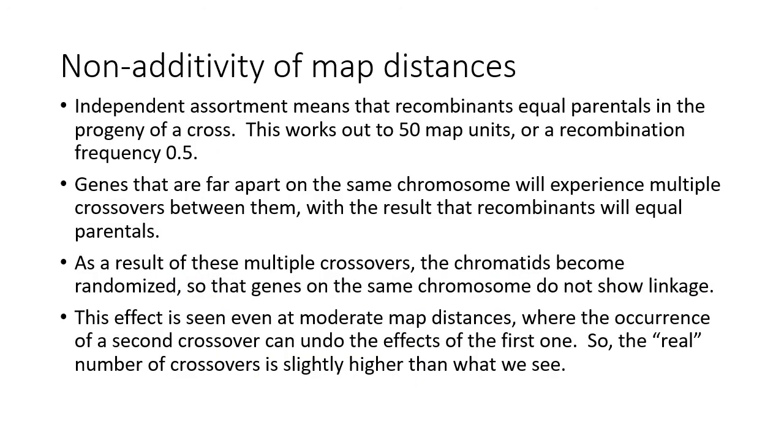Okay, so genes that are far apart on the same chromosome will experience multiple crossovers between them, with the result that recombinants will equal parentals. And so you end up randomizing your chromatids so that genes on the same chromosome do not show linkage even though they are physically part of the same DNA molecule. So we're usually undercounting crossovers.